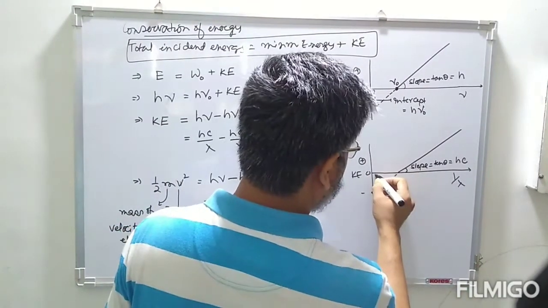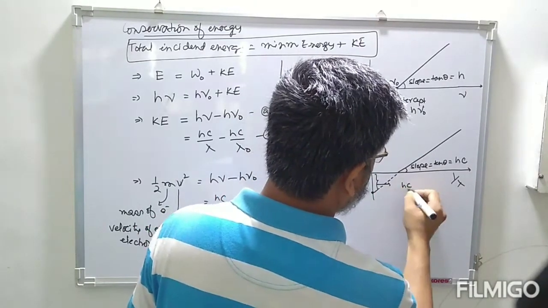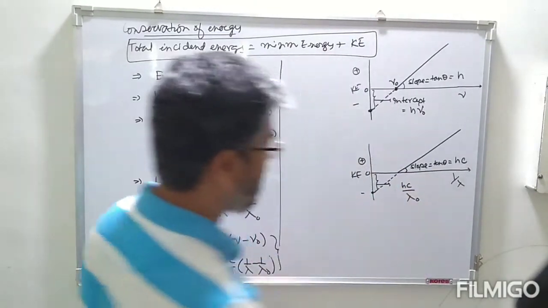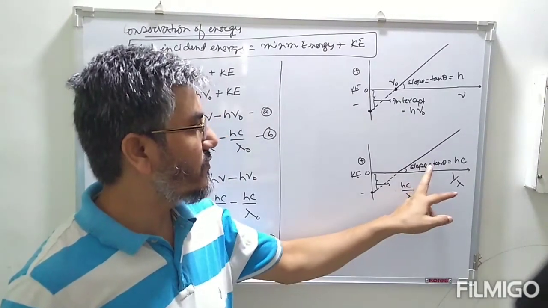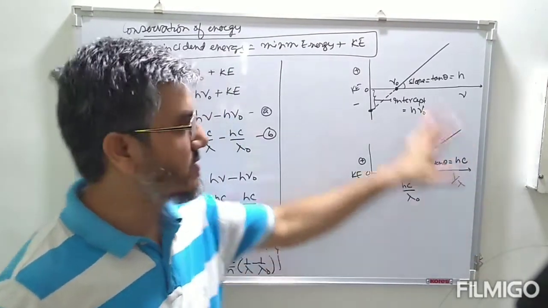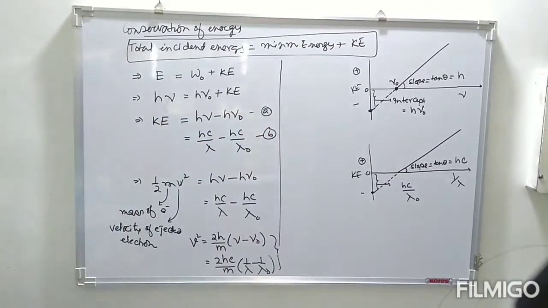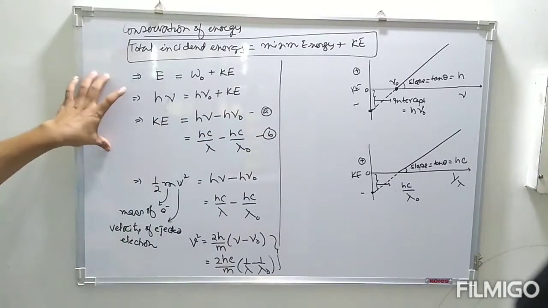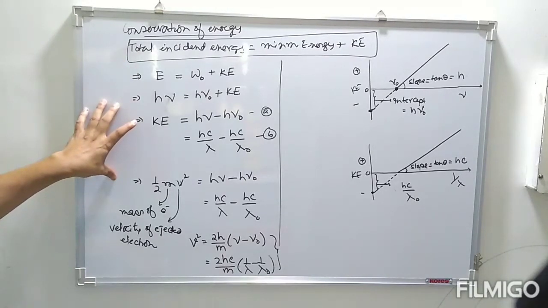And this y-intercept is minus hc by lambda naught. So from this intercept we can define the value of lambda naught. From this slope we can define hc. Then we can easily construct this. This is equation A. This is equation B. So this is the equation that is used in case of photoelectric effect.